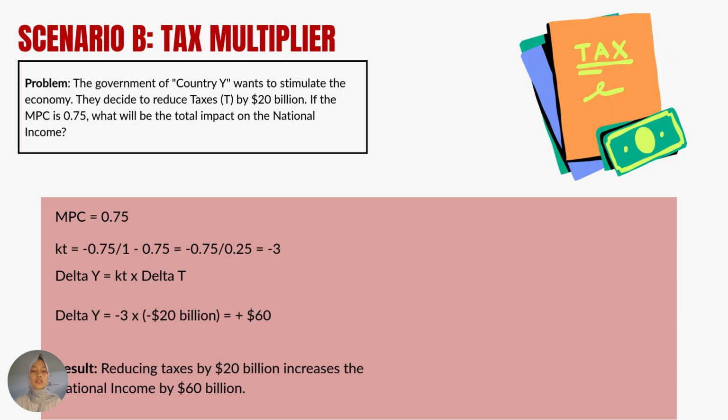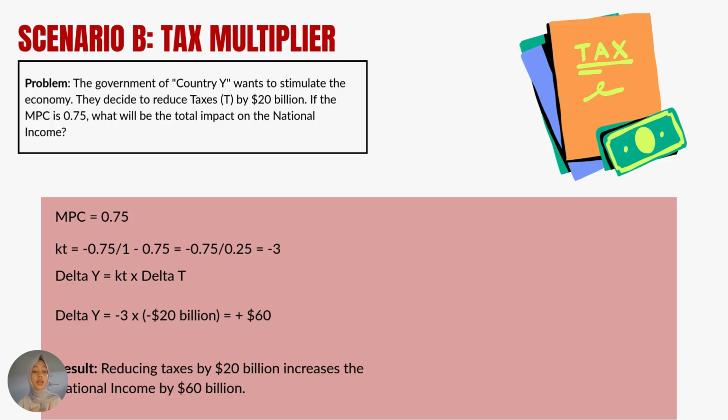Next, I'm going to explain scenario B, which is the tax multiplier. So the problem here is the government of country Y wants to stimulate the economy. So they decide to reduce taxes by $20 billion. If the MPC is 0.75, what will be the total impact on the national income?